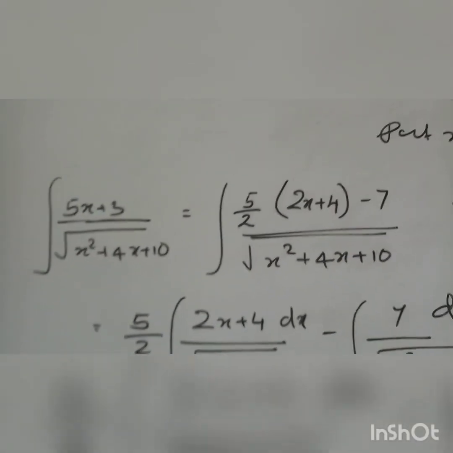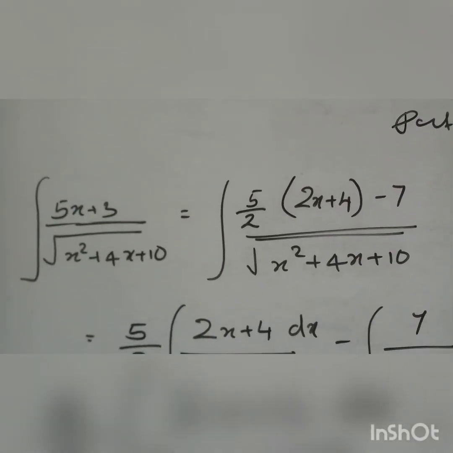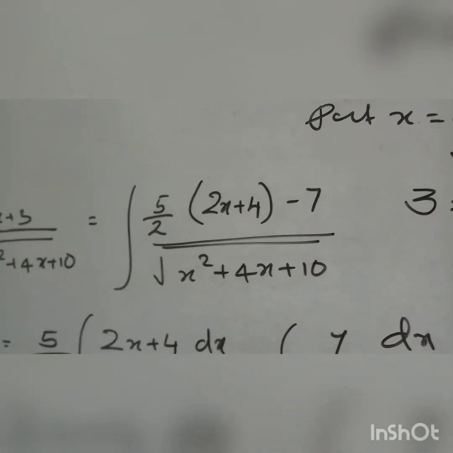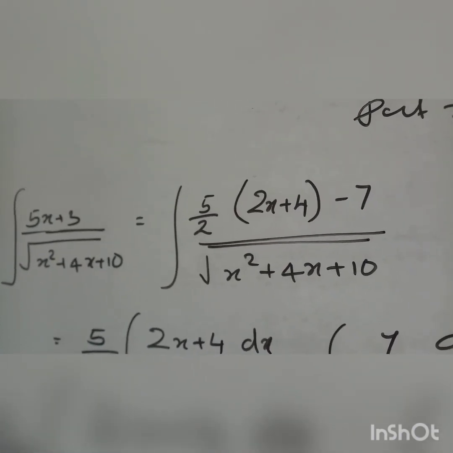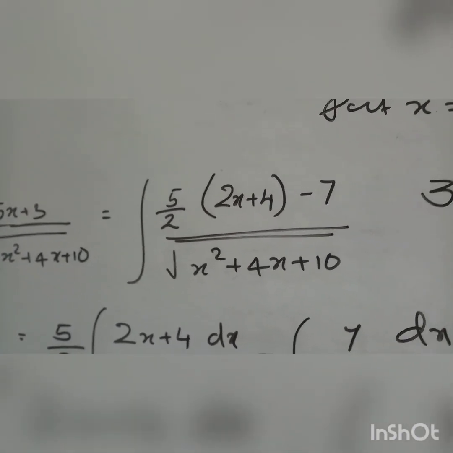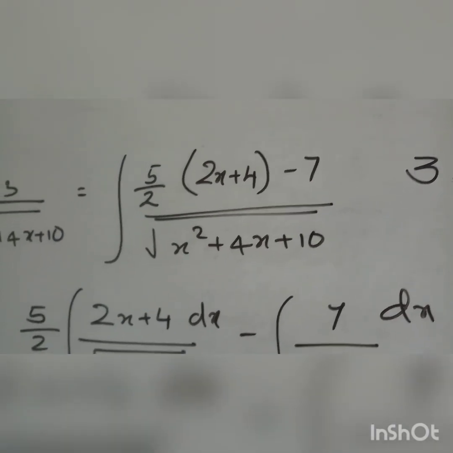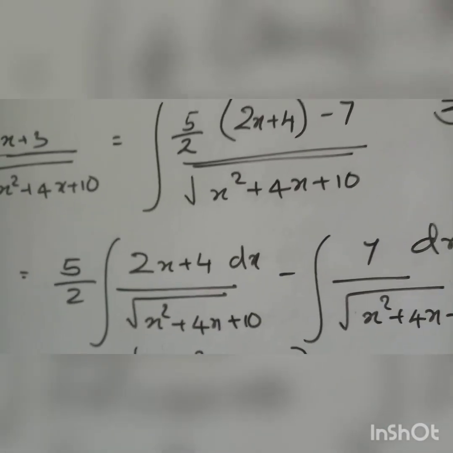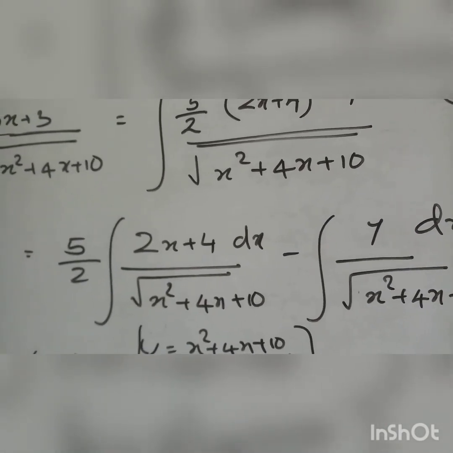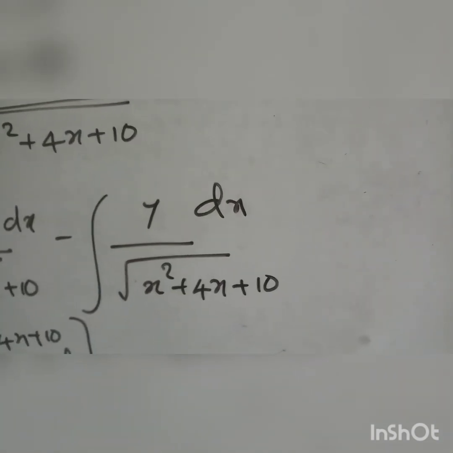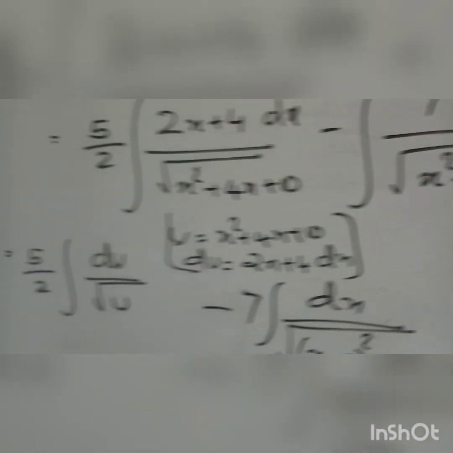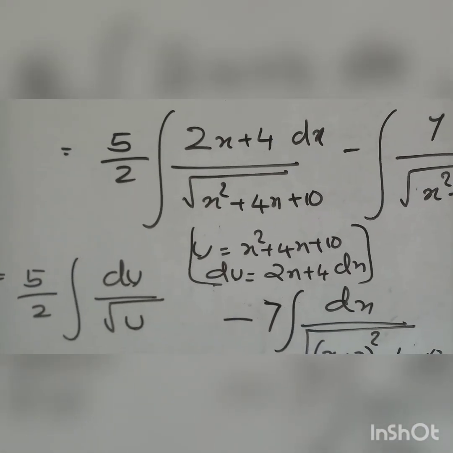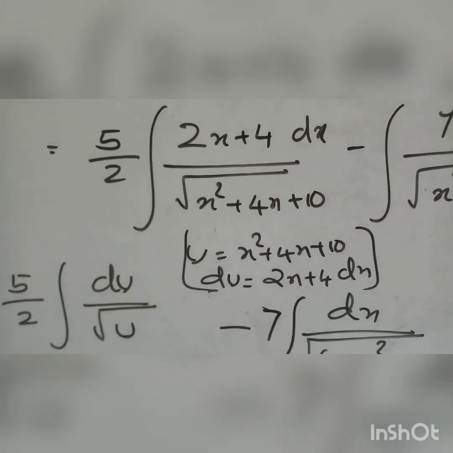Now the problem. The integral of (5x + 3) by root of x² + 4x + 10 is equal to 5 by 2 into (2x + 4) minus 7 over x² + 4x + 10. Splitting the numerator, that is 5 by 2 into (2x + 4) by the denominator, minus 7 divided by the same denominator. For the first part of that problem, take u equal to x² + 4x + 10, and the derivative of that is (2x + 4) dx.